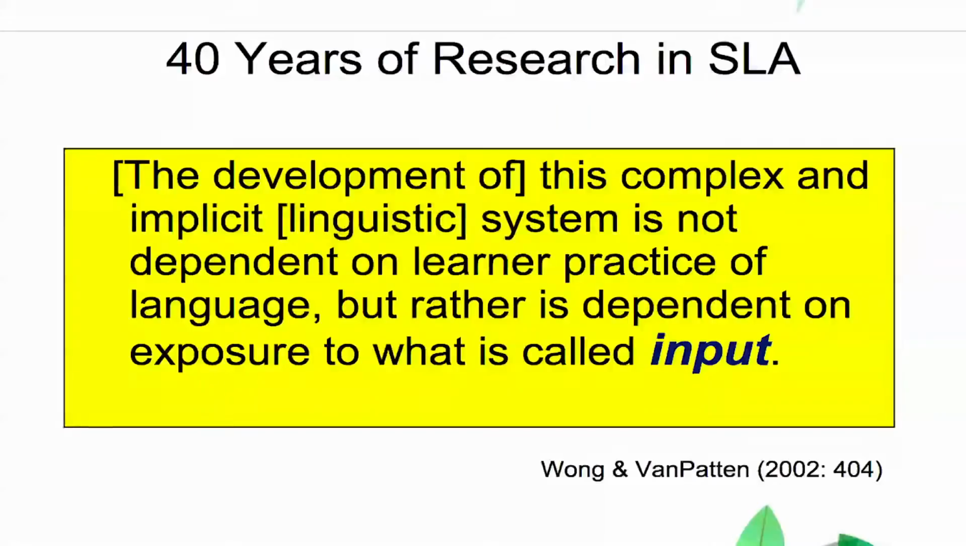Here is additional evidence that I think fits very nicely with what I said earlier on. This one is from Wong and VanPatten. They summarize 40 years of research, and I would go for this wholeheartedly. Let us read this together. The development of this complex and implicit linguistic system, which in my opinion is the ultimate goal of language learning, is not dependent on learner practice. Learner practice here, I think, refers to practicing the language, but rather is dependent on exposure to what is called input. So that is one piece of quotation.